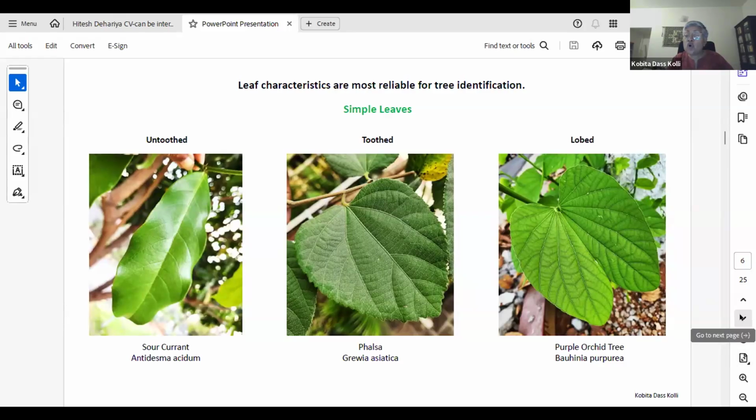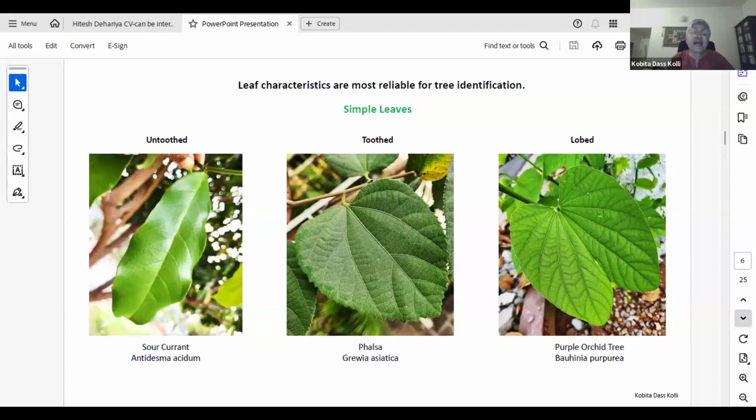And then you have lobed leaves. A simple leaf can have lobes, which is not a complete division, but a partial division of the leaf blade, the leaf surface, and that also helps. It's a very important characteristic, so do make note of that. Next slide, please. You'll see the difference as we go along. Next slide, please, Farina.